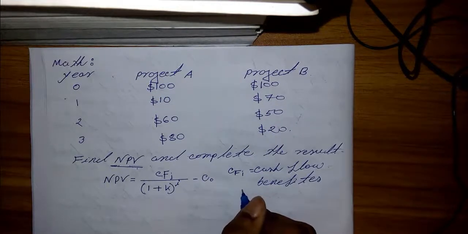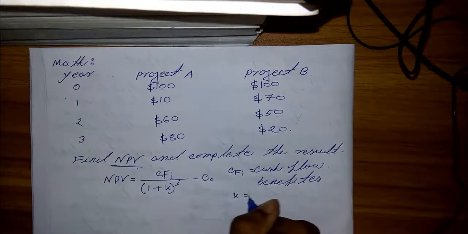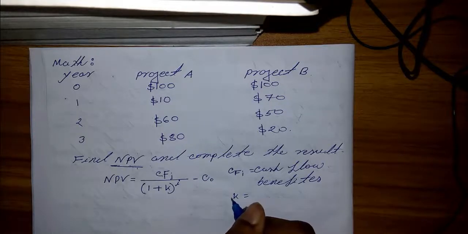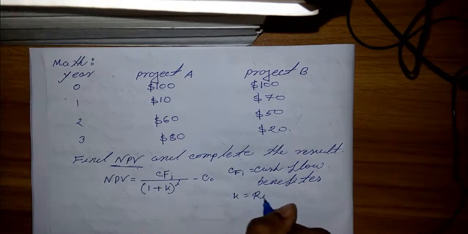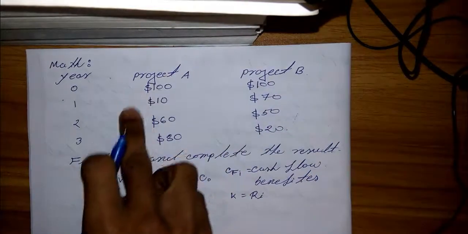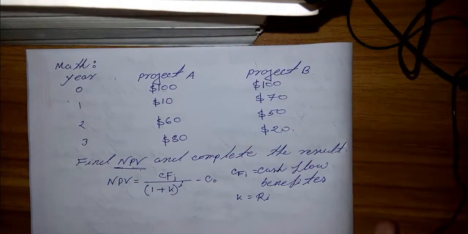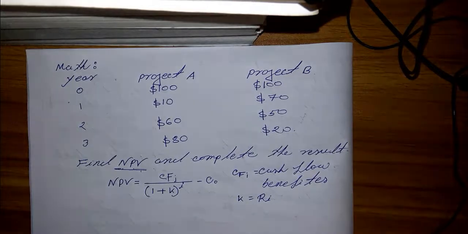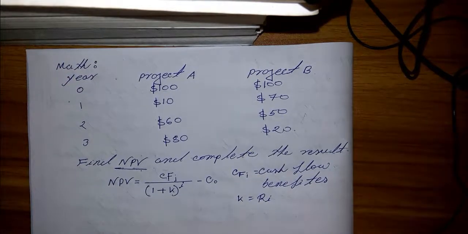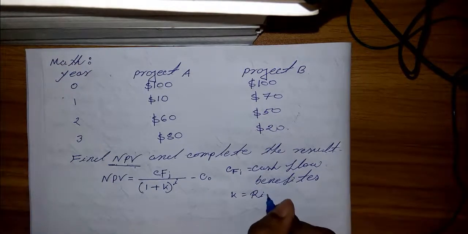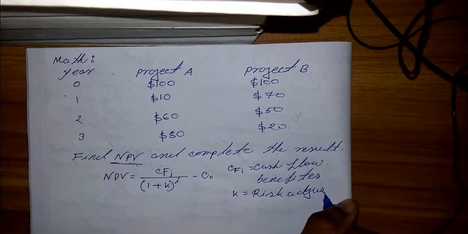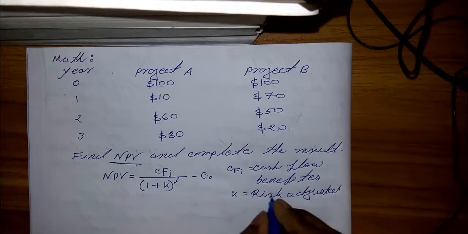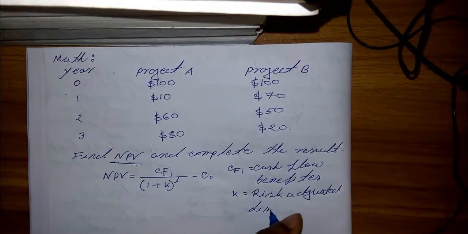Next, K. K is the risk adjusted discount rate. It is given in the math problem, or you should assume it, okay, like 10%, 20%, like that. Risk adjusted discount rate.